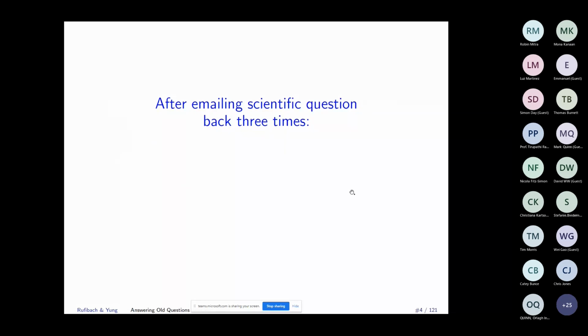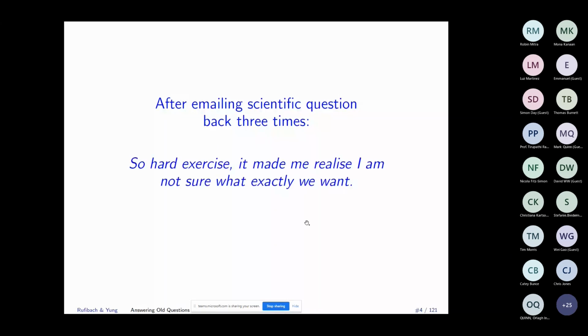I do a lot of consulting for Roche quantitative scientists, and I get a lot of questions, of course, by email. And there was such a question, and I emailed back and forth with the scientist a couple of times, and just kept asking questions in this very, how do you say, Socratic way, just trying to ask questions to point out maybe the weaknesses or the unclarities. And then the quantitative scientist came back to me and said, this is such a hard exercise. It made me realize I am not sure what exactly I want.